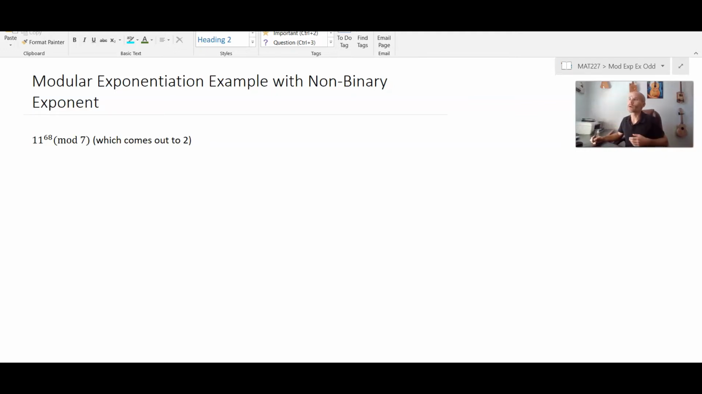In this example, we're going to consider modular exponentiation, where our exponent is not a binary value. So 68 is close to a binary value of 64, but once we get to 11 to the 64th mod 7, the next value will be 11 to the 128th mod 7. So how do we get 4 units above where our nearest binary exponent is?